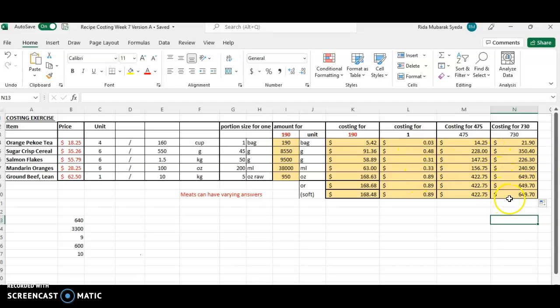We have the price, the right accurate price that I got on my calculator.